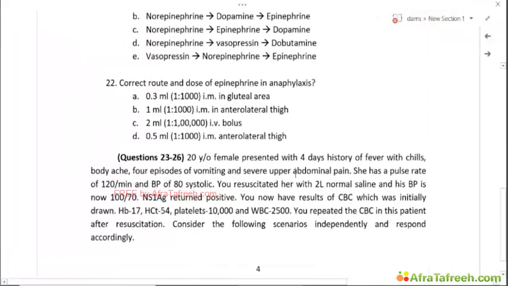So this is a 20-year-old female who presents with a 4-day history of fever with chills, body ache, 4 episodes of vomiting, and severe upper abdominal pain. So this patient is in the critical phase. That is one. Right? The patient has severe abdominal pain and vomiting. So she has risk factors, that is warning signs.